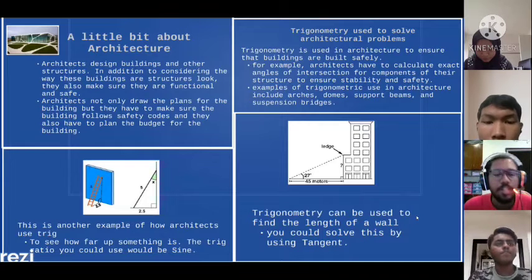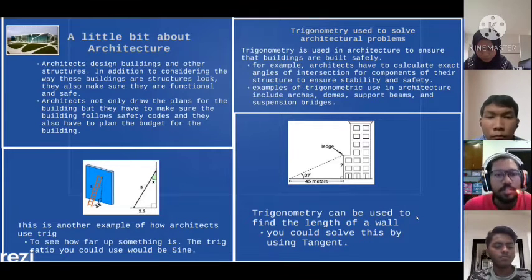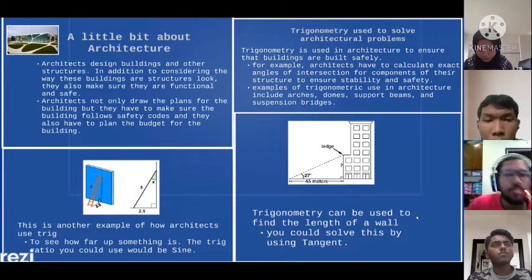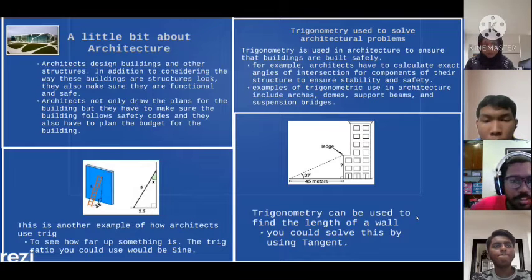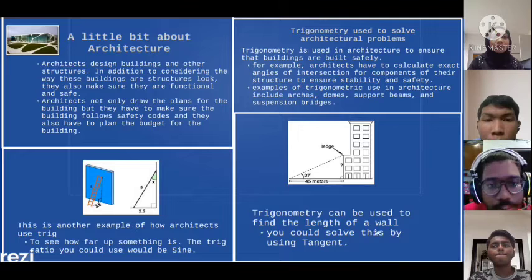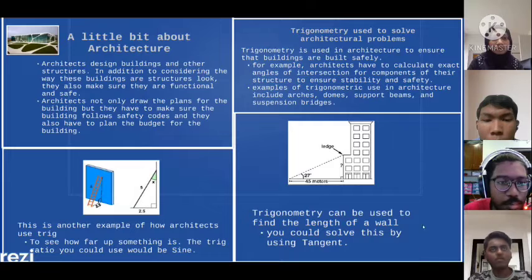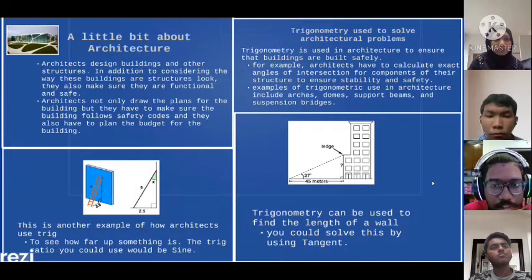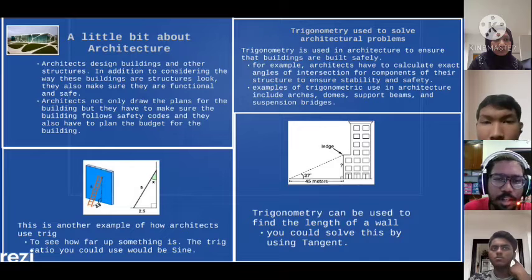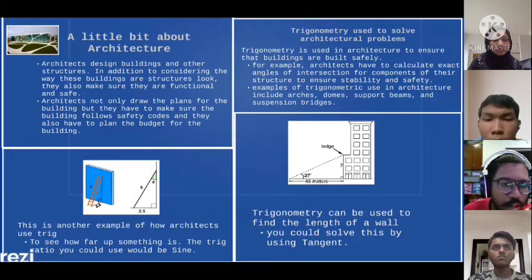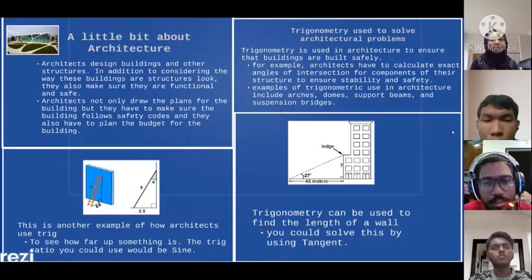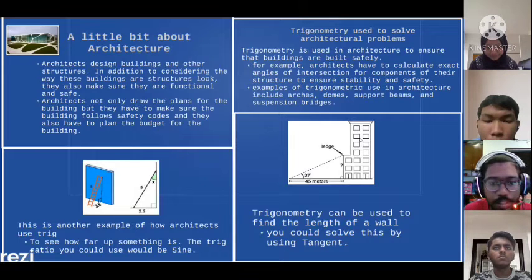Hello, my name is J. Arvin, and let's talk about trigonometry in architecture. First, a little bit about architecture. Architects design buildings and other structures. In addition to considering the way these buildings and structures look, they also make sure they are functional and safe. Architects not only draw the plans for the buildings, but they have to make sure the building follows safety codes, and they also have to plan the budget for the building.